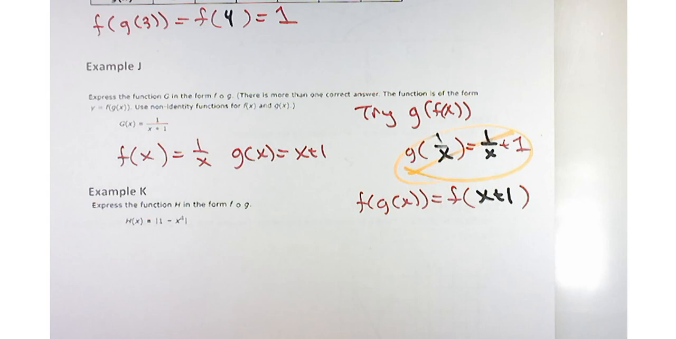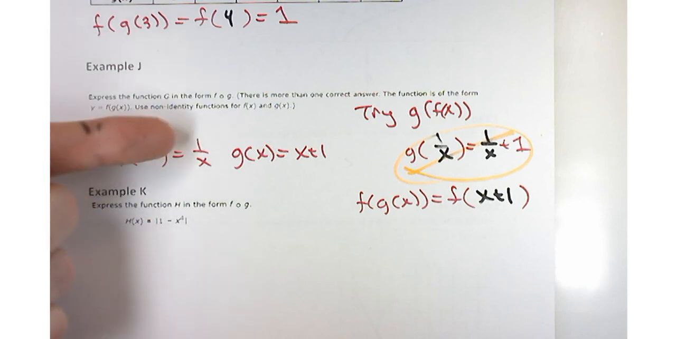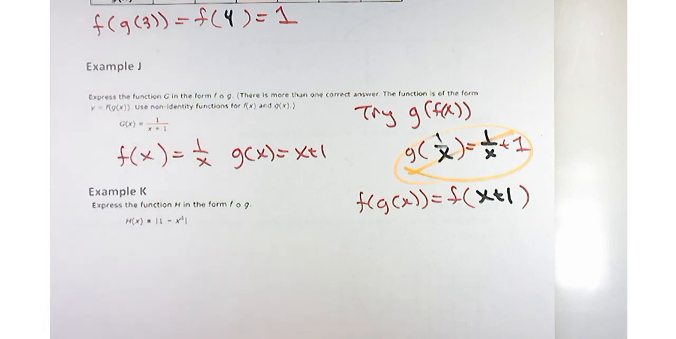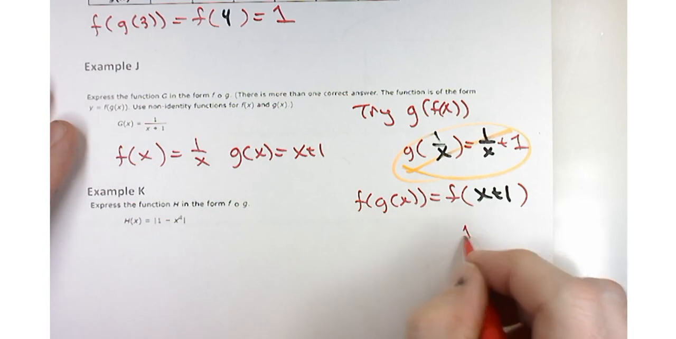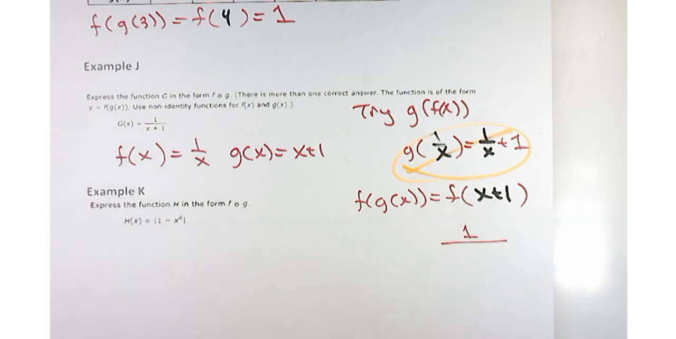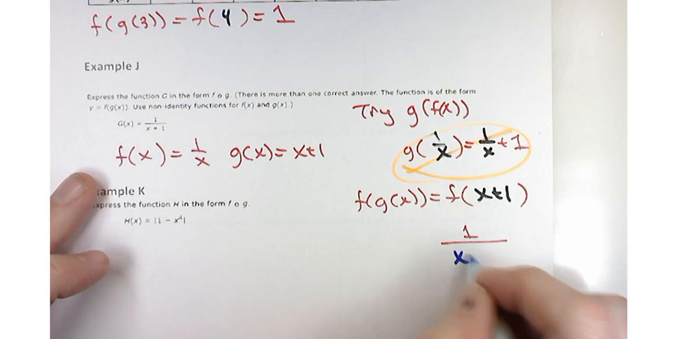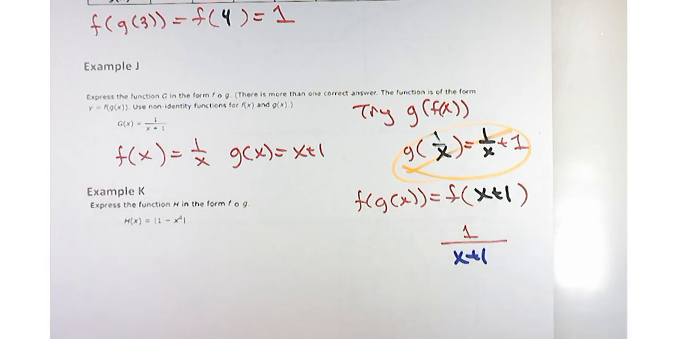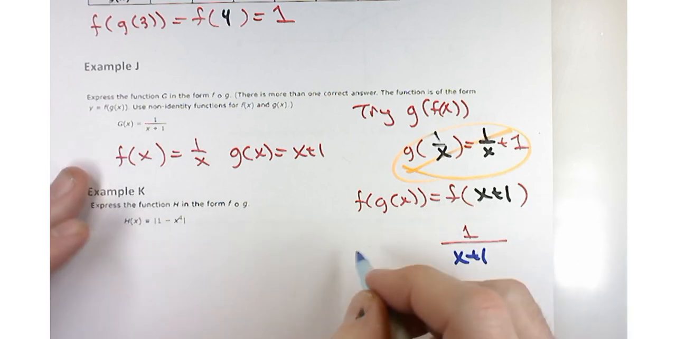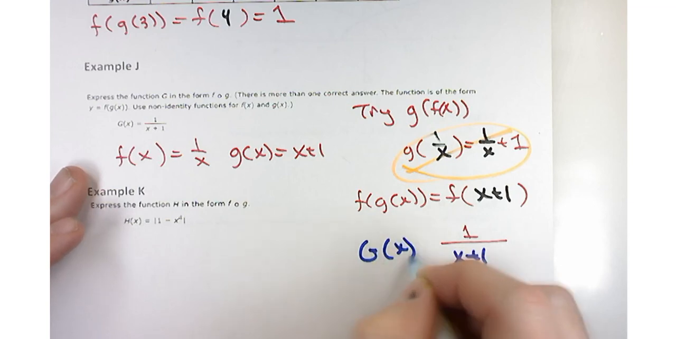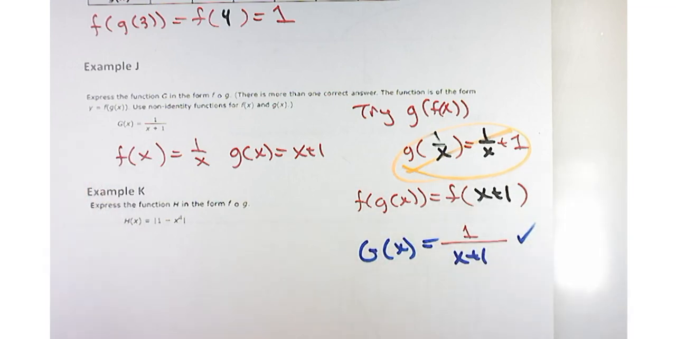Now we want to apply the rule for f. The rule for f says take the reciprocal of whatever you have. So what is it that I want to take the reciprocal of? X plus 1. X plus 1. And that is your capital G of x. So that's the way to go on this one.